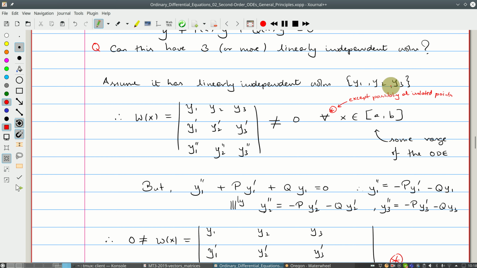We construct a Wronskian. It would have the functions themselves in the first row, then the first derivatives of the functions, and since there are 3 of them, we will take the second derivatives also. So we have a 3 by 3 determinant here. And this must be non-zero for all x in AB except possibly at isolated points.